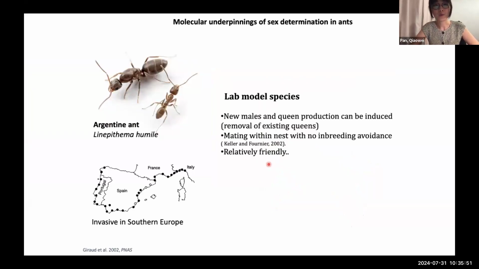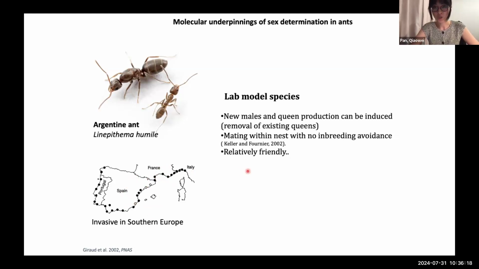So for our project, what we did first was to identify a model species. And the species we picked was the Argentine ant, Linepithema humile. As its name might indicate, the native range of this species is in South America, but it has become highly invasive in many different parts of the world, including the south of France. So we got our laboratory colonies from the south of France.